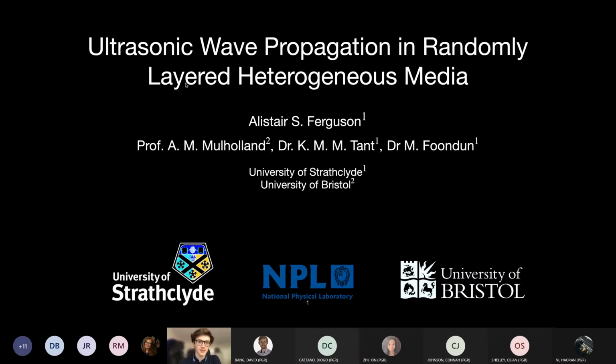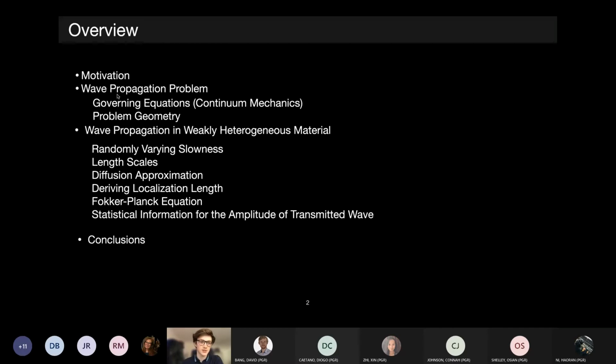So my talk will consider ultrasonic waves and how they propagate through randomly layered materials. These are types of materials that are increasingly popular in engineering applications, just because of their complex structures. I'll show you some motivation for why we're interested in studying this, take you through the equations that govern the problem, show you the geometry of the problem, then we'll look at a specific example, and then some of the technicalities and length scales which are important when describing these types of materials.